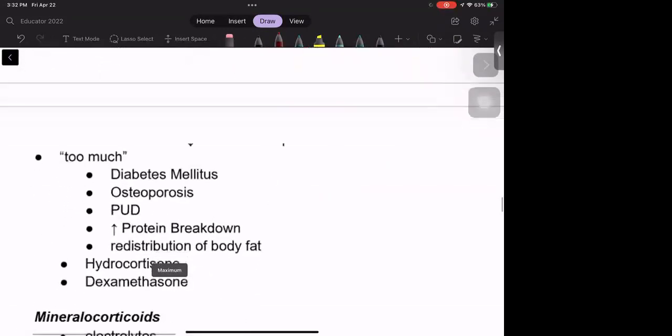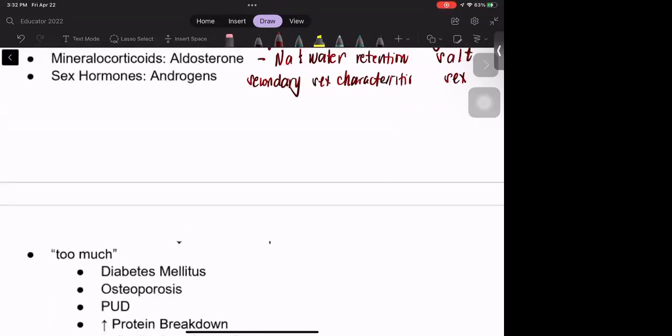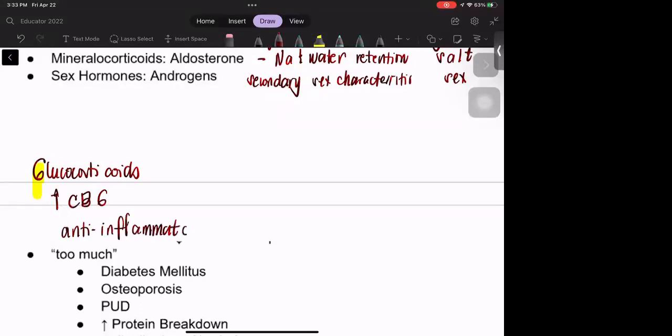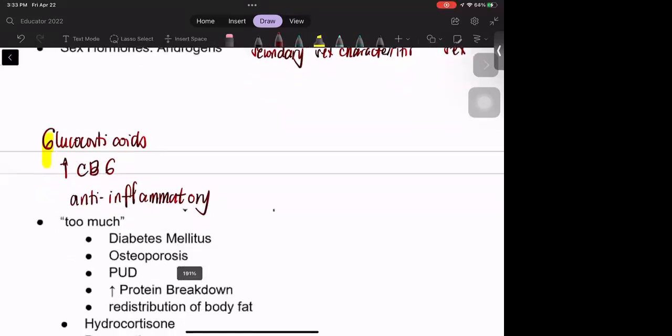Now, let's talk about your glucocorticoids. Class, your glucocorticoids would lead to increased CBG. And then other than that, your corticosteroids, what does it do to the inflammation? Our steroids, we would classify them usually as anti-inflammatory drugs. So for that reason, it also decreases your inflammation. It's considered to be an anti-inflammatory drug. That's why it's considered to be a steroid.